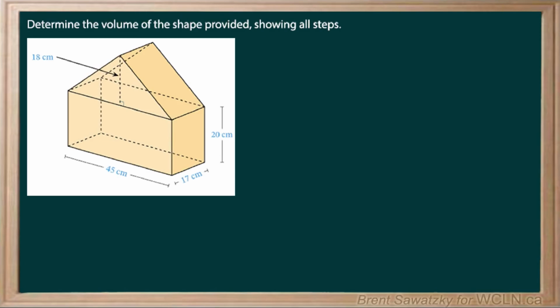Okay, so a composite object here. We have a triangular prism on the top. Let's call that A. And we have a rectangular prism forming the bottom. So let's consider that B. And so the volume of the entire shape, well, that would be the volume of A plus the volume of B. And so there we go.